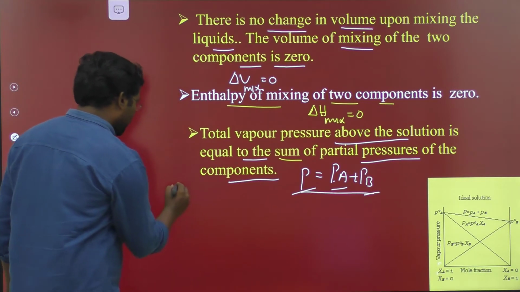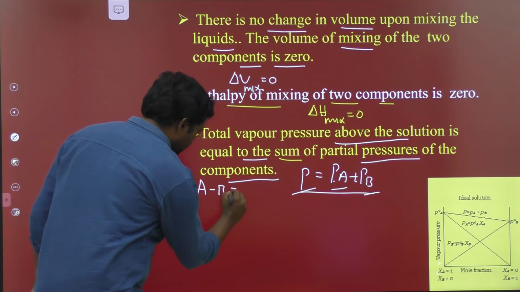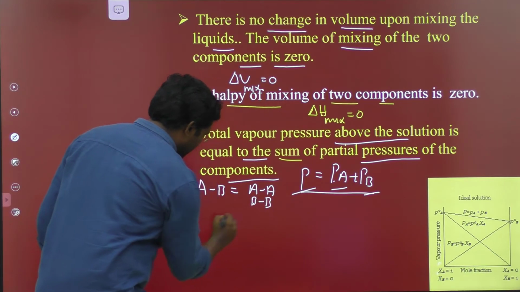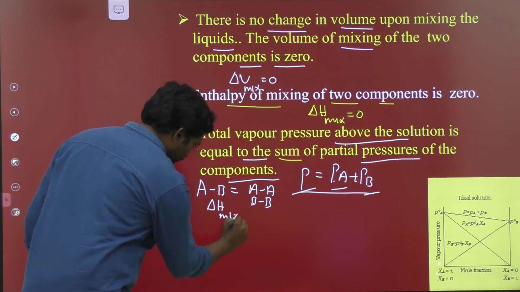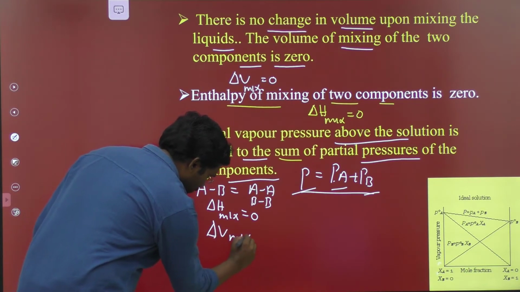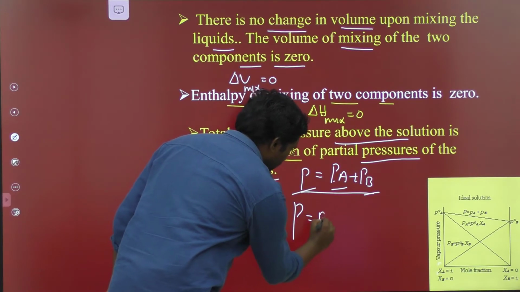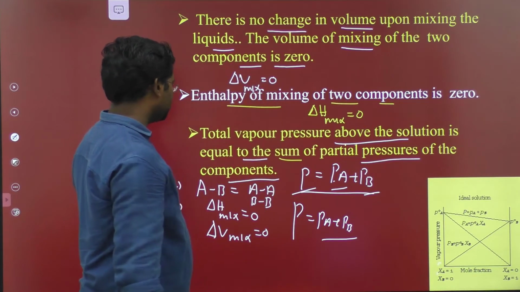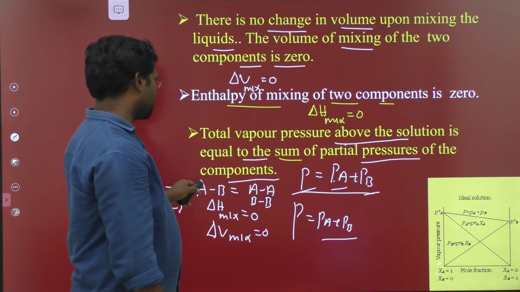What are the general characteristics? The first characteristic is that AB interaction is equal to AA interaction and BB interaction. Second, delta H mix is equal to 0. Next, delta V mix is equal to 0. And third, total pressure P is equal to PA plus PB. So a given solution that exhibits ideal behavior must follow these conditions.